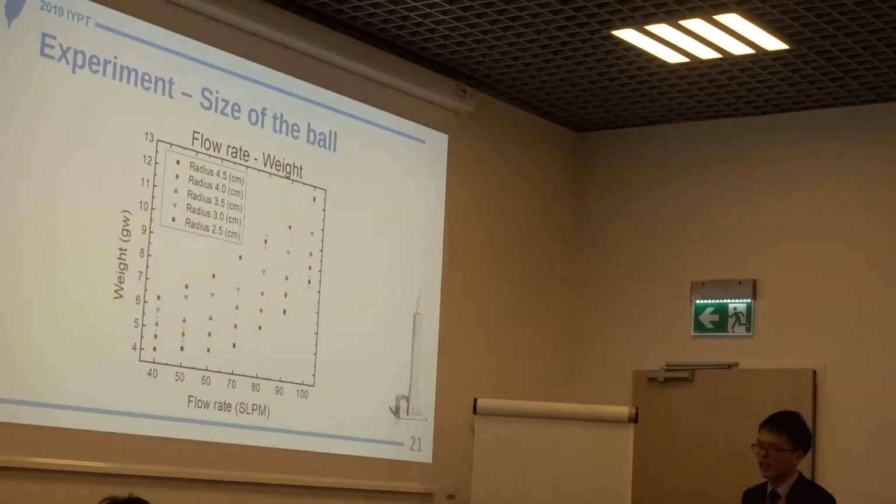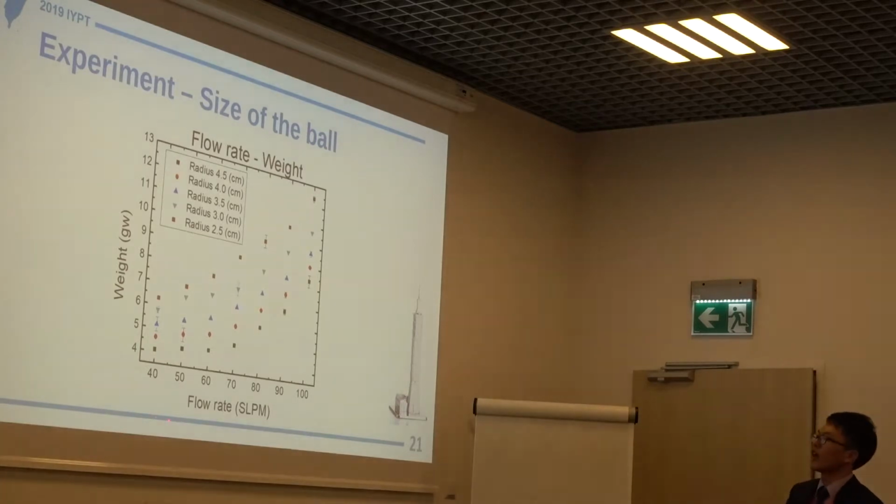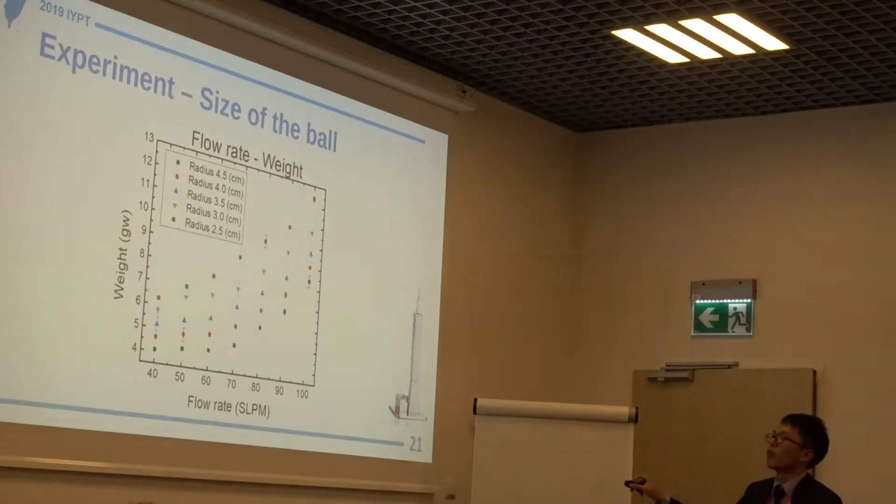As you can see, when the flow rate becomes bigger, the weight that can be picked up gets bigger. And also when the radius of the funnel and the ball become bigger, the weight it can pick up becomes smaller.